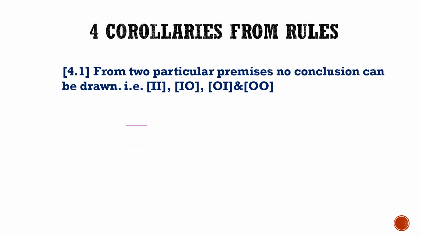Now we'll be studying corollaries from rules. From the given rules, we get some more rules. That is 4.1. From particular premises, no conclusion can be drawn. Means suppose the premises are II or IO or OI or OO, then no conclusion can be drawn. Let us take an example.